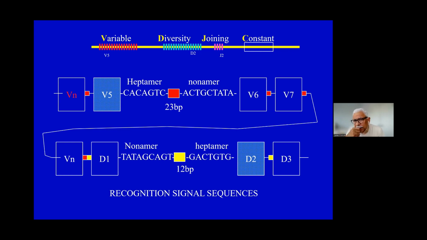Now, it's a random process. So in every B cell, a different V will recombine with a different D. And here I'm saying V5 and D2 are coming together. To the 3' of every V gene, which is the right side of every V gene, is this sequence called a heptamer, 23 base pair spacer, nonamer. It's called a recombination signal sequence, RSS. And on the 5' of every D gene is this sequence called a heptamer, 12 base pair spacer, nonamer.